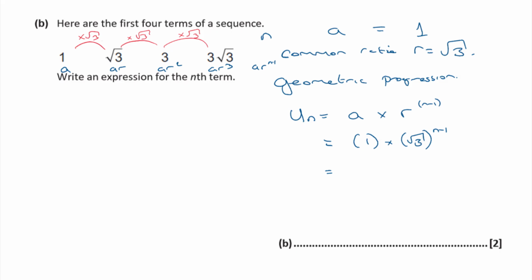Well, times everything by 1 just disappears. I've got root 3, which is 3 to the power of a half, I guess, is another way of writing it, to the power of n minus 1. And then combining that together, it's going to be 3 to the power of n minus 1 over 2. That's a slightly neater way of writing it then. So 3 to the power of n minus 1 over 2.